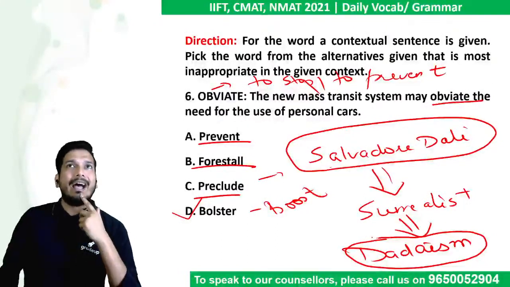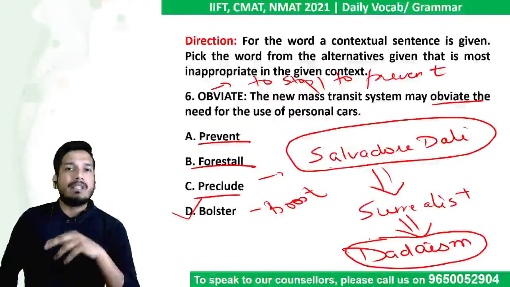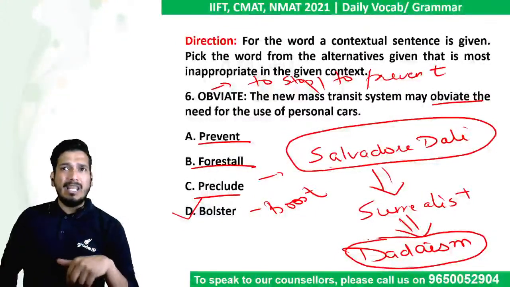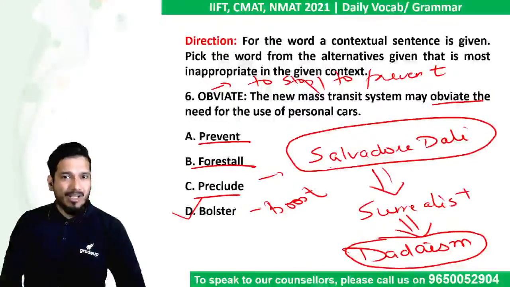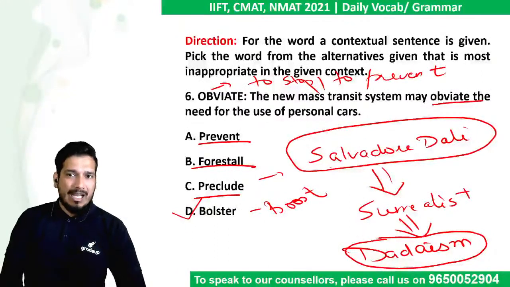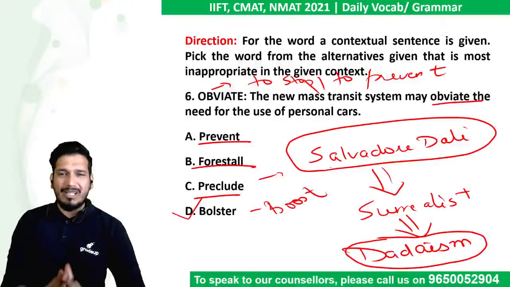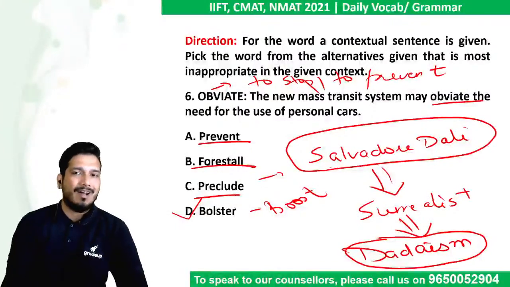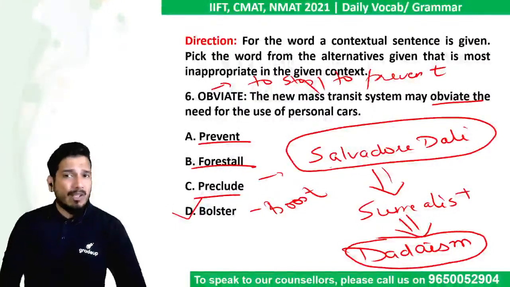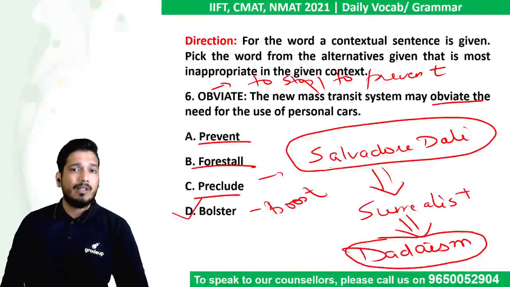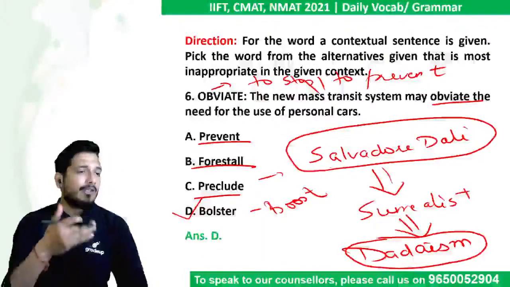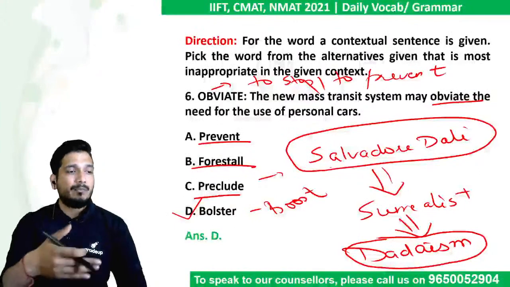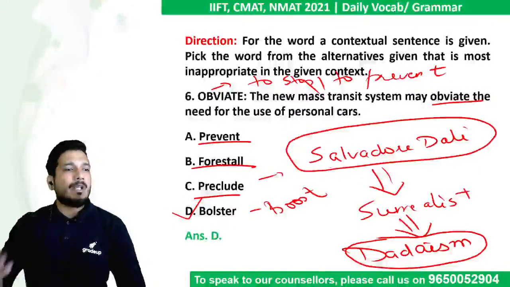So he was an amazing artist, right? But he had a very hostile, very repulsive personality. So people used to say that his hostile behavior precludes any chance of us appreciating his art. And he was a very interesting person, Salvador Dali. You must read about him. So the answer is D, bolster. Forestall means to prevent something from happening by taking some steps in advance.